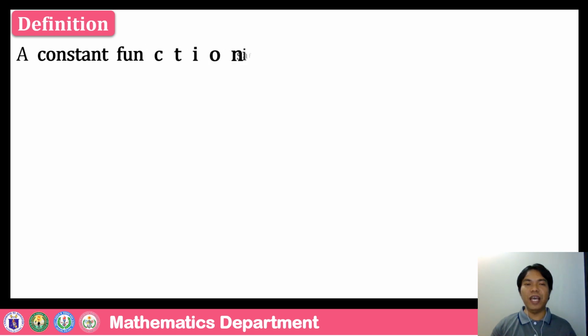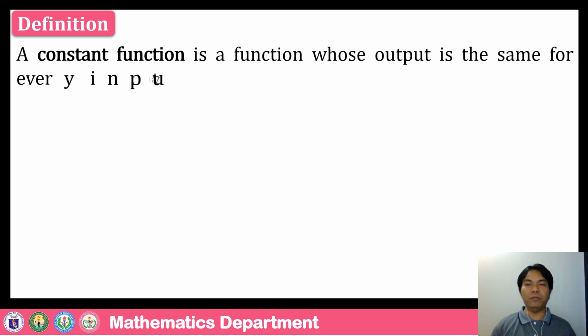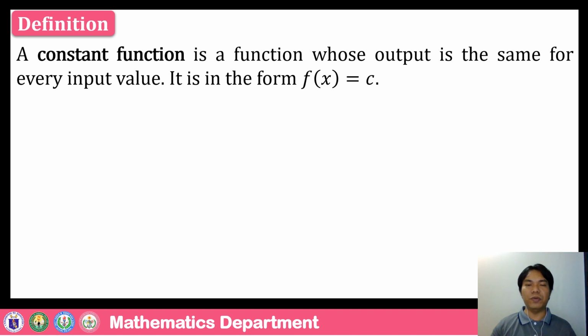By definition, a constant function is a function whose output is the same for every input value. It is in the form f of x is equal to c.